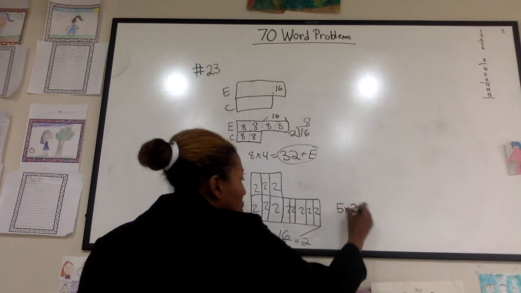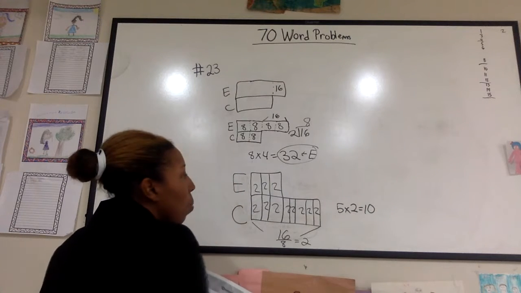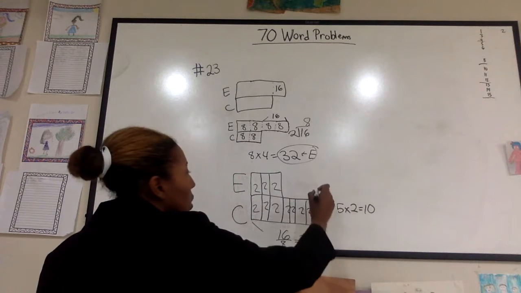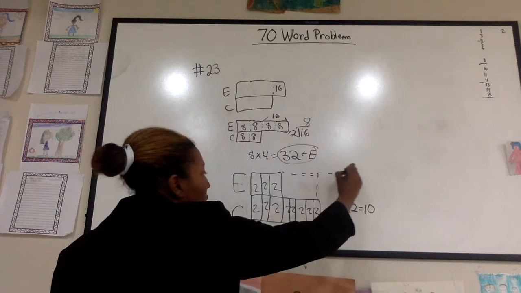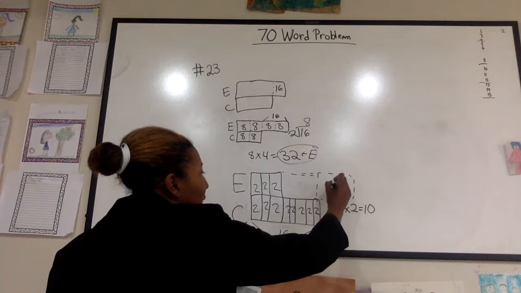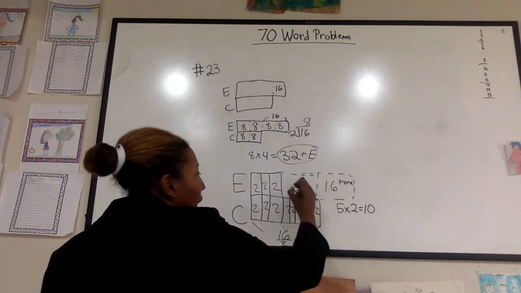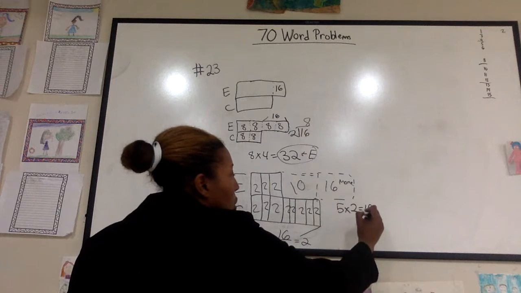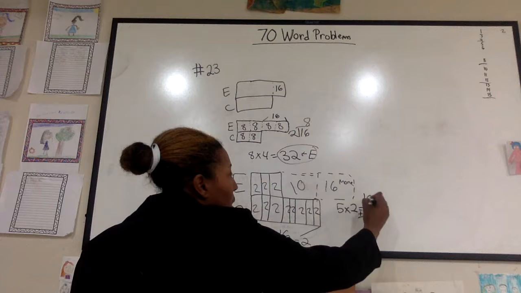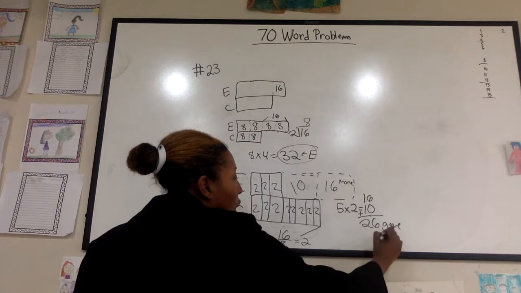5 times 2, 5 boxes times 2 equals 10, right? But then remember, he also had initially 16 more. So we figured out this part with 10, but we still need to put the 16 more. So we're going to add that and end up with 26 he gave away.